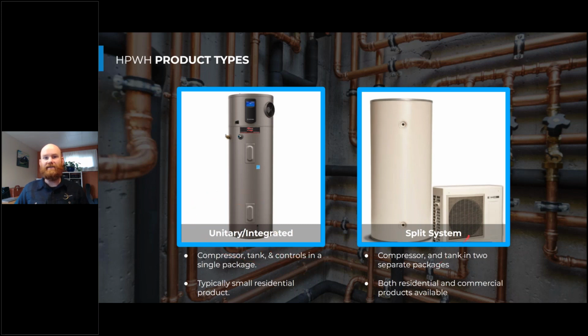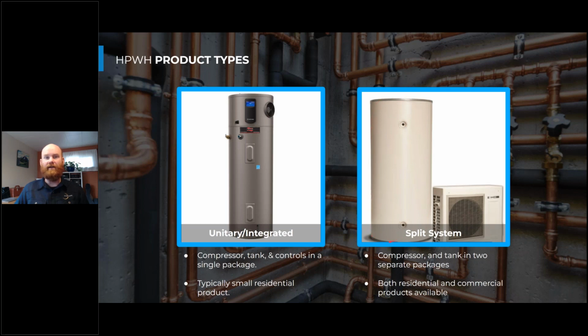And then the other type, besides our unitary, is the split system. And all this means is the compressor, the heat pump, is split from the tank. And this allows some design flexibility, because now this compressor, this heat pump, it needs a source of air. So we can put this outside and we can put a tank in an enclosed closet.